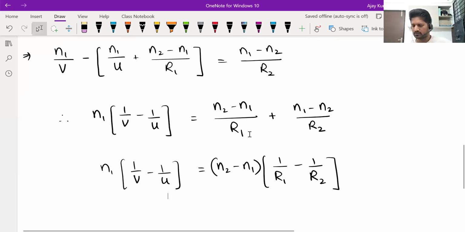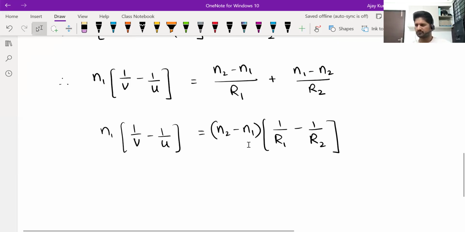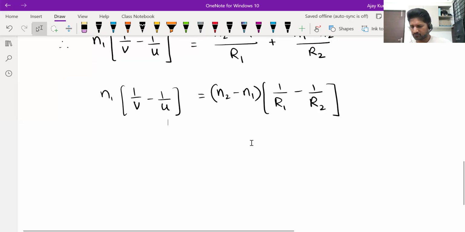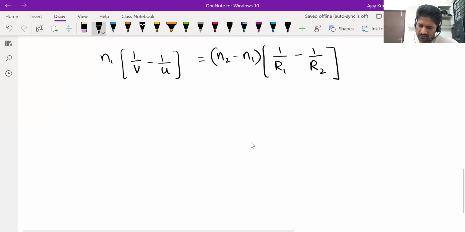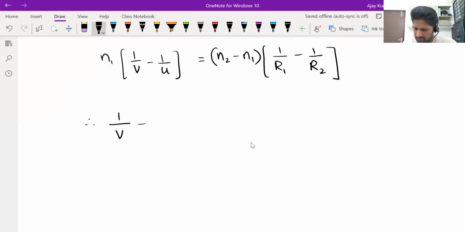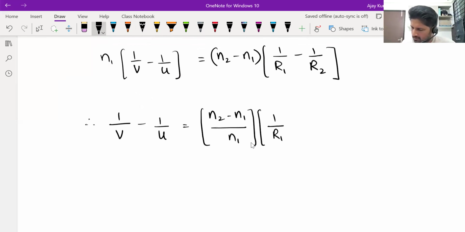When you substitute values in this formula, you are supposed to substitute with sign convention. Sometimes u may be positive, sometimes it may be negative. Sometimes r1 will be positive, sometimes negative. R2 also sometimes positive, sometimes negative. You'll have to substitute accordingly. Now send n1 also that side. Finally, what you get is 1 by v minus 1 by u is n2 minus n1 divided by n1 into 1 by r1 minus 1 by r2.